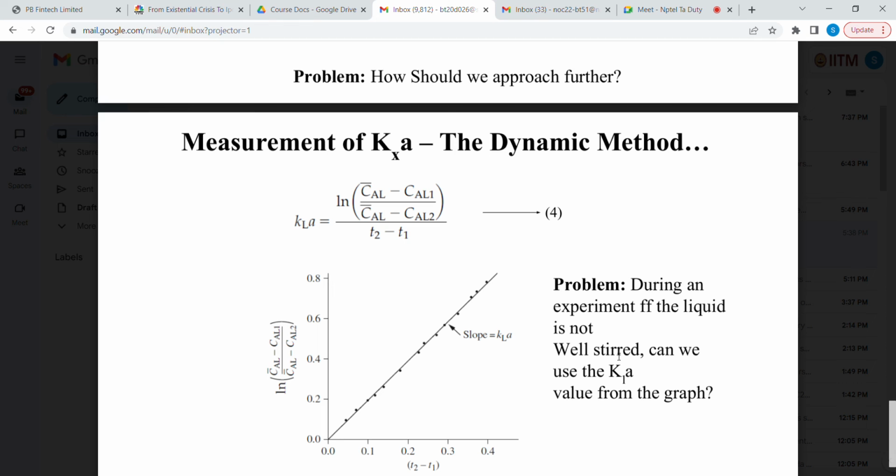The polarographic probe uses certain optical properties of oxygen to measure its dissolved oxygen concentration. And I would leave it to interested readers to understand how these two probes work further. If you want to know more, I would encourage you to go and read about this.